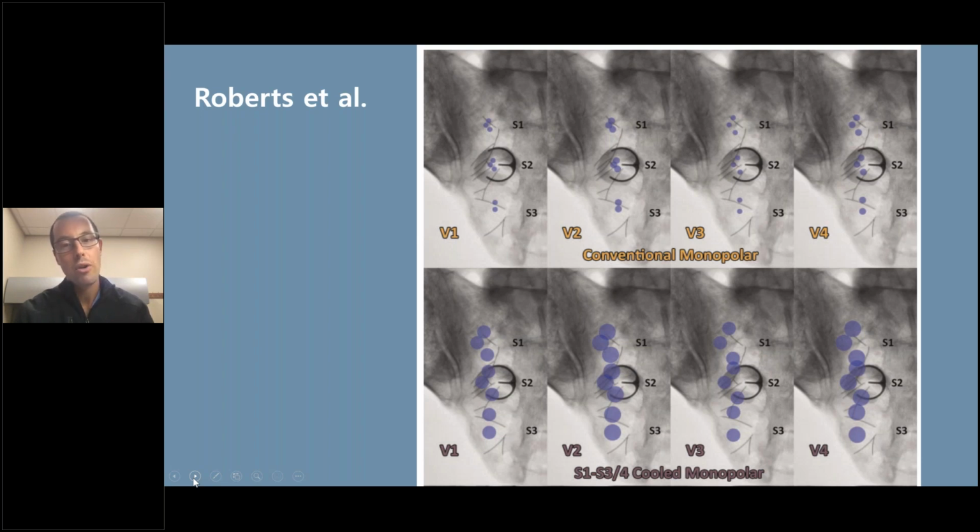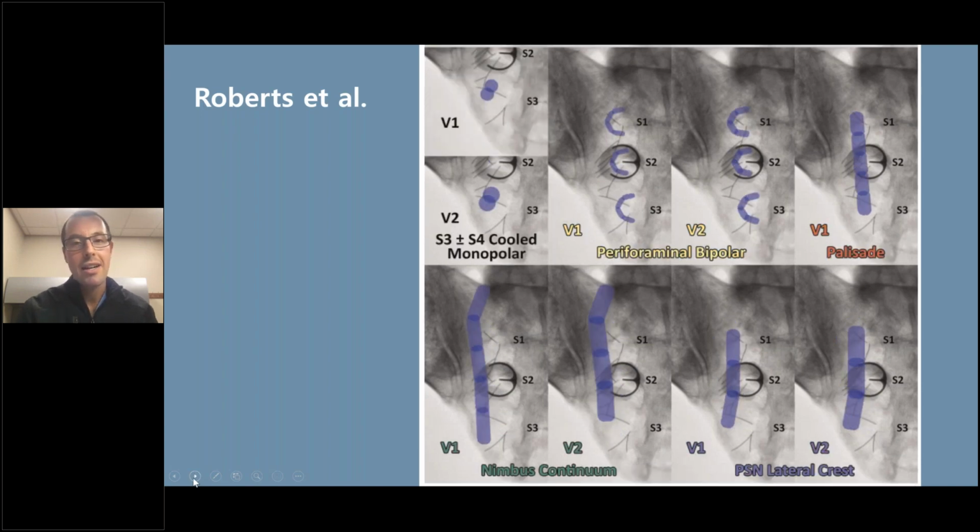So various conventional monopolar techniques, small gauge electrodes, very small lesions, clearly qualitatively not really covering those wires which follow the lateral branch nerves. When we look at those cooled monopolar lesions, they're larger. They clearly capture more of those nerves represented by the wires. If we advance to the next slide, we'll see some of the bipolar techniques. These bipolar techniques, again, qualitatively do seem to cover more of those nerves, whether it's the periforaminal bipolar techniques or the strip lesioning techniques, so the Palisade with conventional electrodes, or some of these lateral crest or other techniques using dual-tined electrodes, which are what are shown in the bottom four panels.